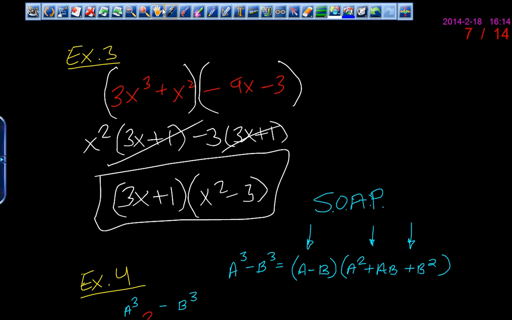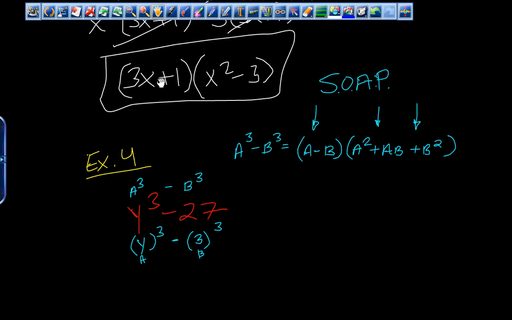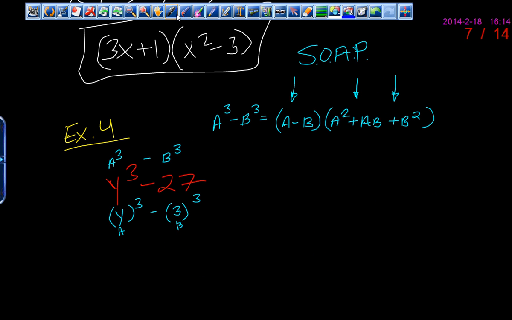The next thing, we got SOAP written down there. That's the equation. So our actual problem is the thing in red, y cubed minus 27. So it's a difference of cubes. So we have difference and sum of cubes, and we also have the difference of squares. We don't have the sum of squares. We can't do x squared plus 16. That's not x plus 4 times x plus 4. That's not right.